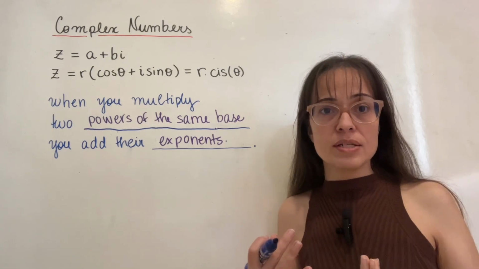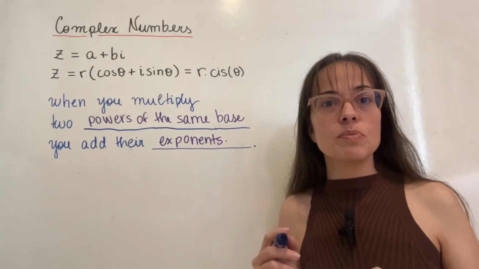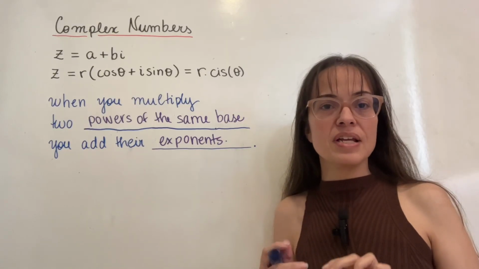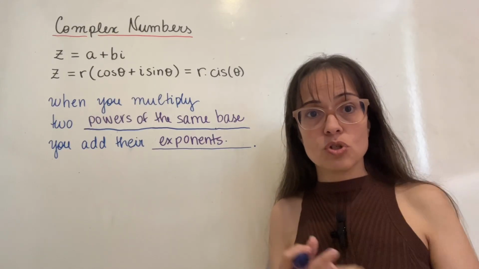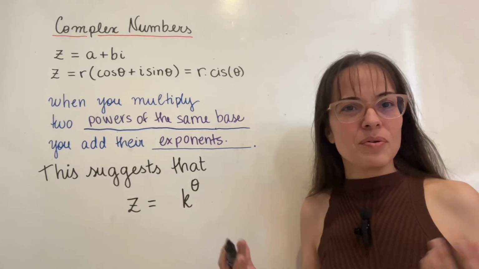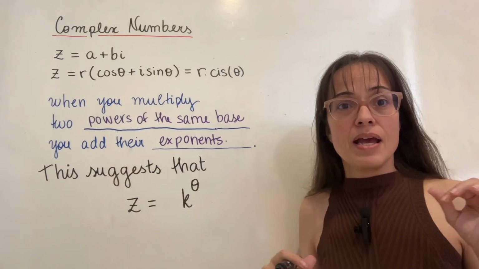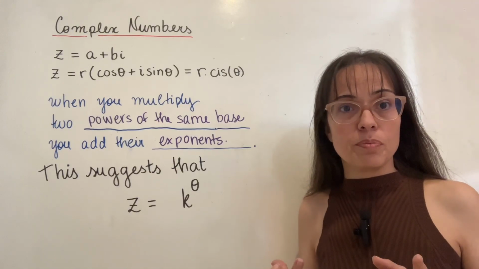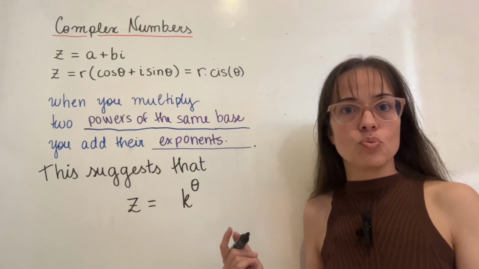So this suggests to us that complex numbers can probably be written as a power where the argument is going to be the exponent. I'm calling this base just k right now. It's just a random letter that I picked, and I am going to calculate what the base needs to be in order for this to work.